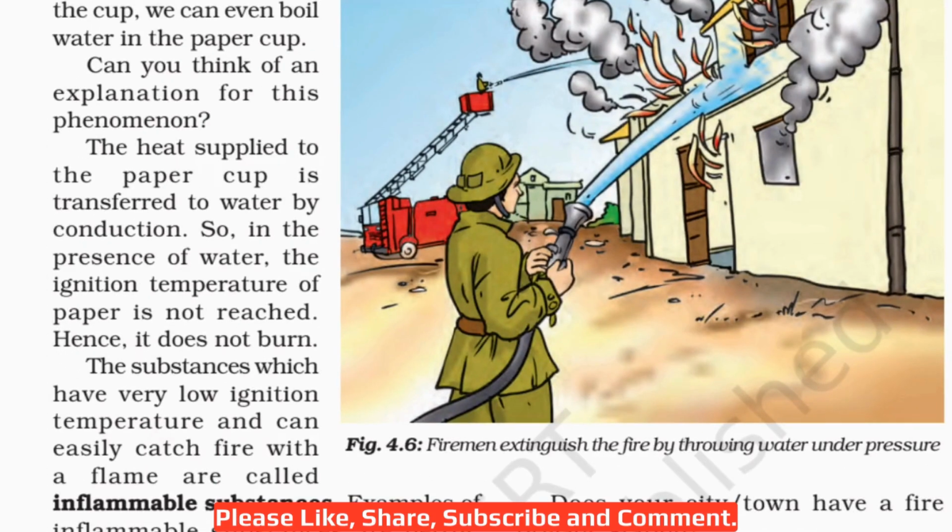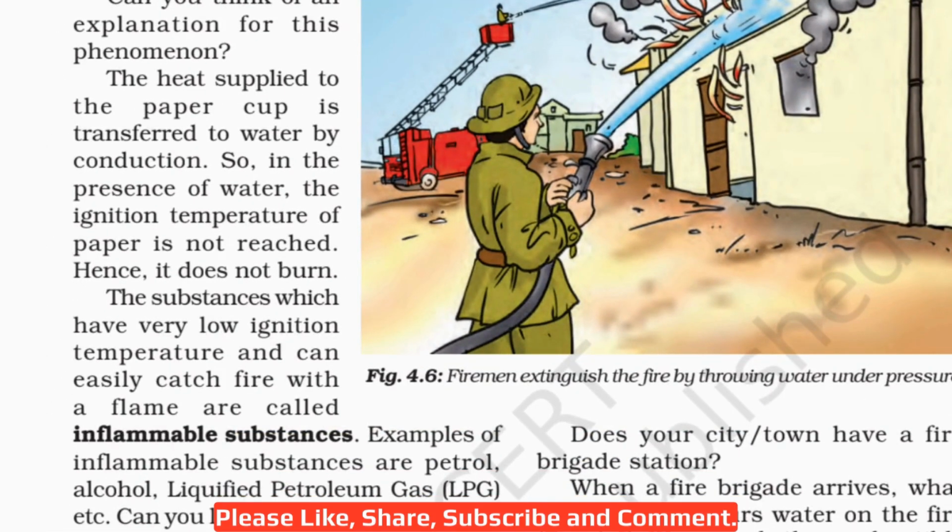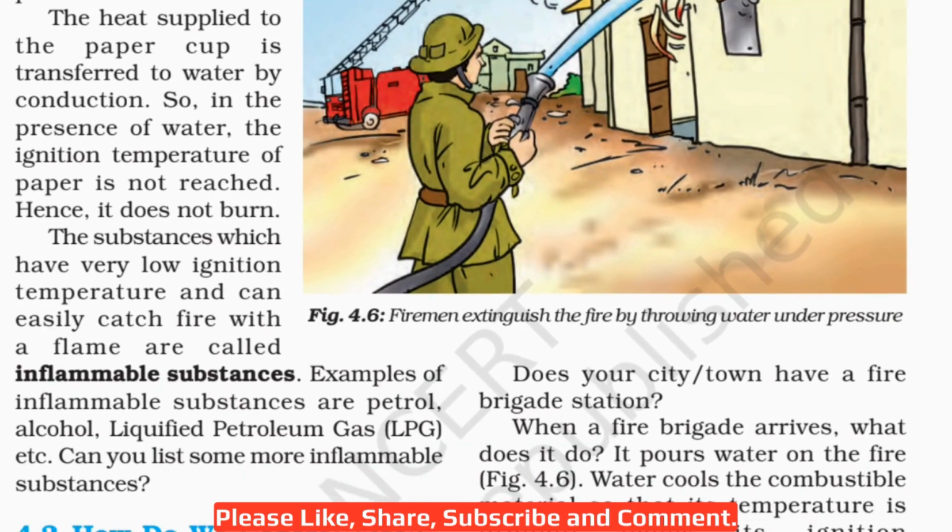Okay. Now the substances which have very low ignition temperature and can easily catch fire with a flame are called inflammable substances. Examples will be petrol, alcohol, liquefied petroleum gas, LPG, etc. So these are the inflammable substances which can easily catch fire. Now these substances burn easily because they have very low ignition temperatures. And they can ignite and catch fire at relatively low temperatures, right? So we should safely store them.